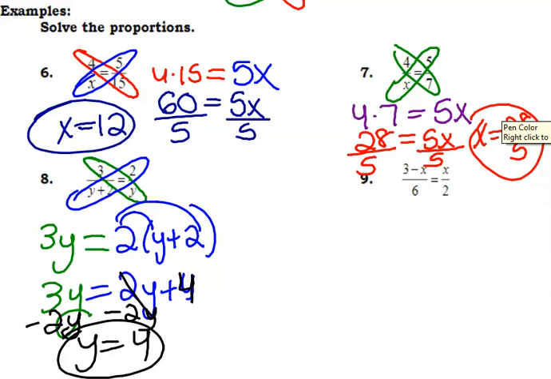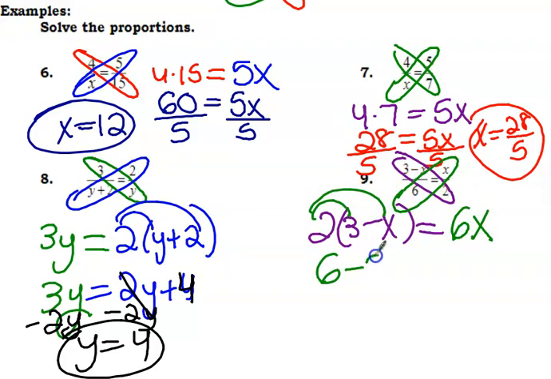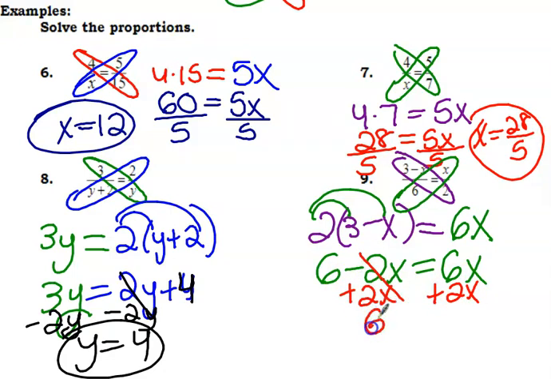Okay, so let's do number 9. So I have 2 times 3 minus x. Don't forget that parentheses. 6 times x. Now I want to distribute. So 6 minus 2x equals 6x. Okay, well, I like to move the smaller variable, so I'm going to actually move the 2 over. And I have 6 equals 8x.